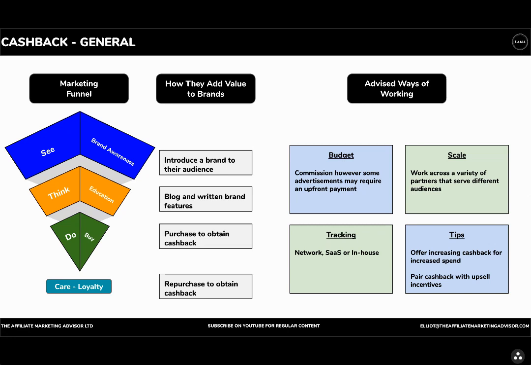But then you could offer 5% cashback once a customer spends over 100. So you don't have to offer a flat rate. You can offer a tiered rate, which rewards customers for spending more money. You could also pair that with an upsell code.